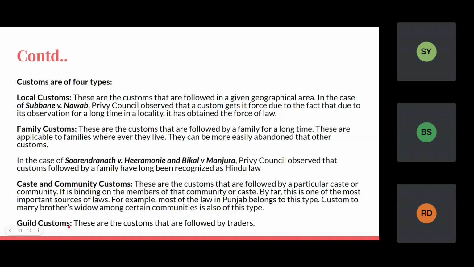So the fourth kind of custom is guild customs. These are the customs that are followed by traders, trading community, merchant community. Like we see that they open their books of accounts on the day of Diwali or the next day of Diwali. So it is their custom. So it is their customary aspect. So traders will have that.